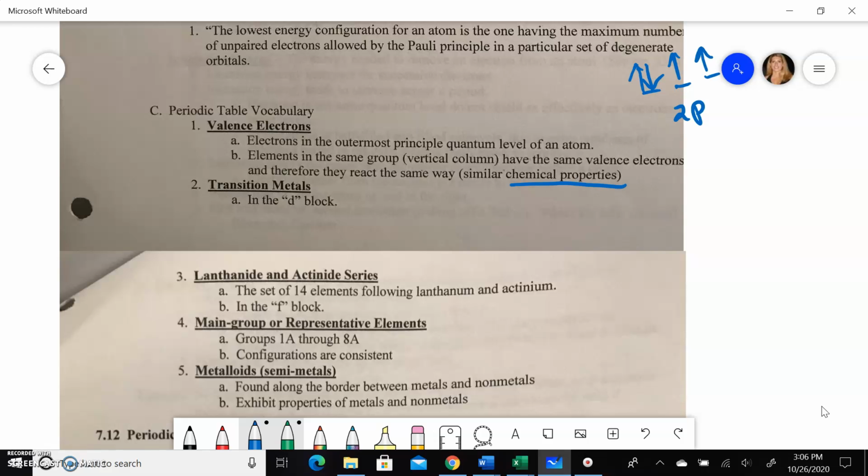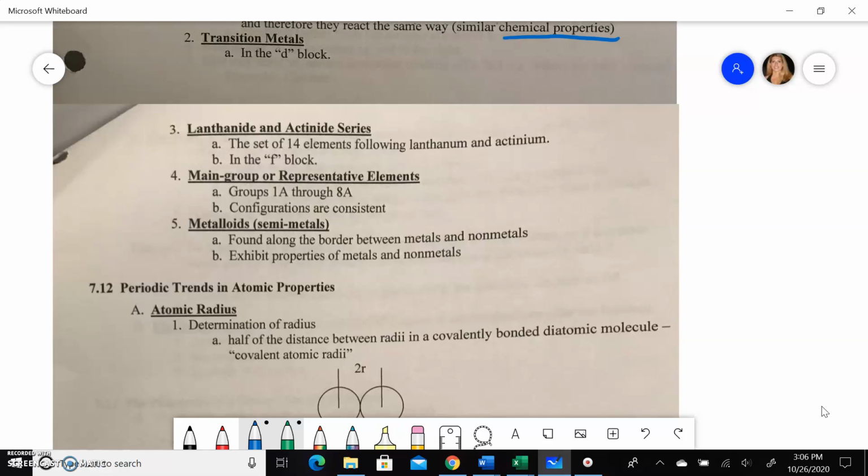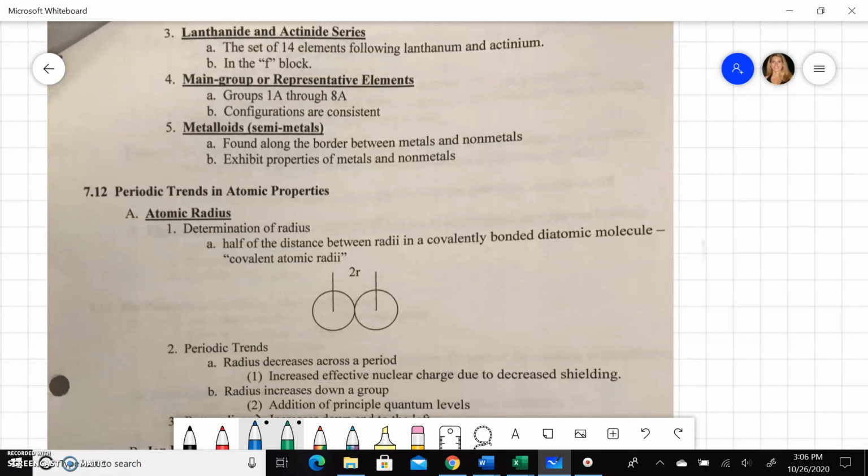Transition metals are in the D block. Lanthanides and actinides are in the F block. Main groups are groups 1A through 8A, and you can see this on the periodic table that's in your textbook. And then metalloids are on the staircase that separates the metals and the nonmetals. So most of that you probably knew from first year chemistry.